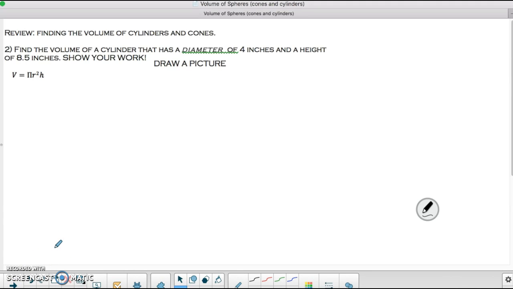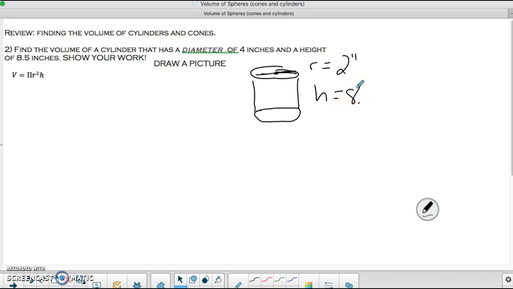So let's review how we find the volume of a cylinder first and then a cone, and you all should always draw pictures. So let's make this cylinder. Now notice the diameter is 4 inches. So if the diameter is 4 inches, that means this whole distance across is 4, right, across the center. But I only want the radius, so I only want half of that. The radius is going to be half the diameter. The radius is 2 inches. And my height is 8.5 inches.